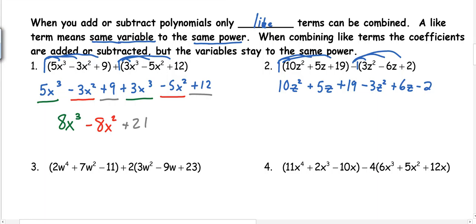So I'm going to combine like terms. So I have z squared is my highest exponent to start with. So I have 10z squared minus 3z squared, which gives me 7z squared. Then I have a 5z plus 6z, which gets me 11z. And then I have 19 minus 2, which gets me plus 17. Remember, when you are adding and subtracting polynomials, you always need to go from your highest exponent to the lowest or to the constant. All right, so let's continue.